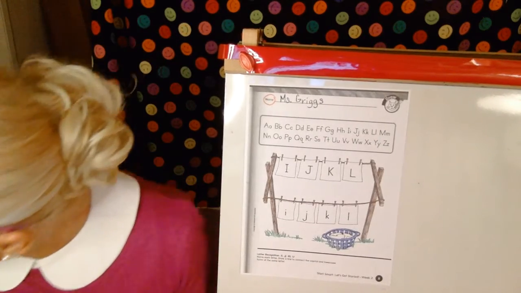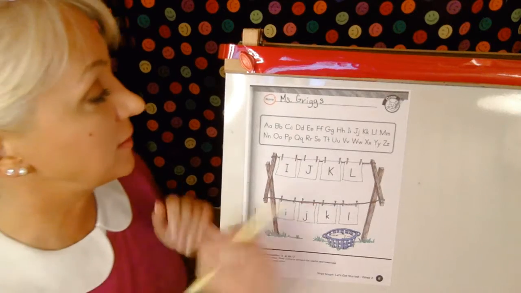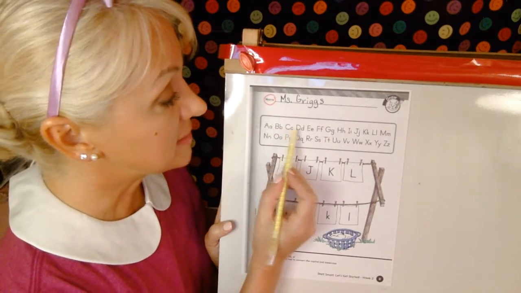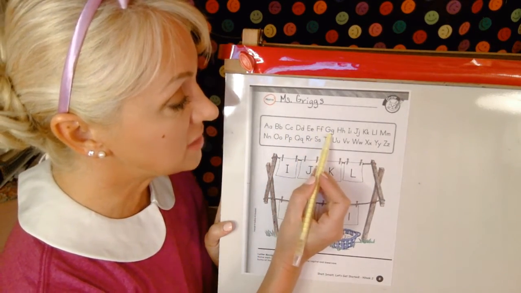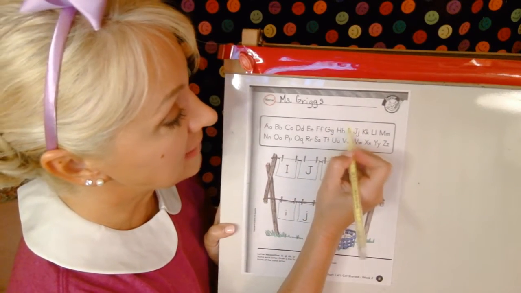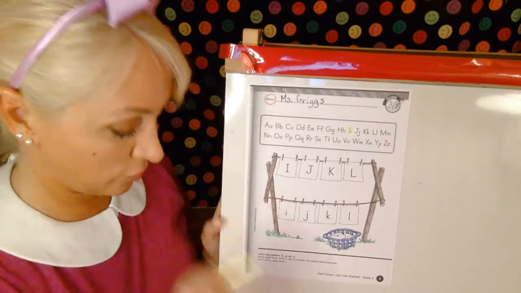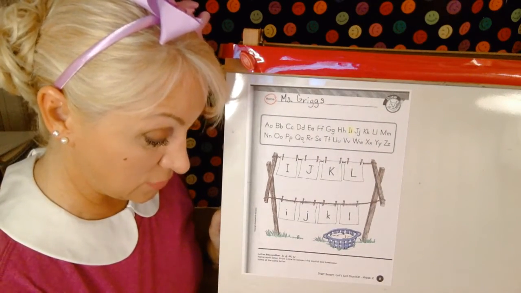Let me get a brighter yellow. I think this will be a brighter yellow. All right, here we go. A, B, C, D, E, F, G, H, I. So let's highlight that. And remember, highlight means that we're going to color over it so that you could still see through it.